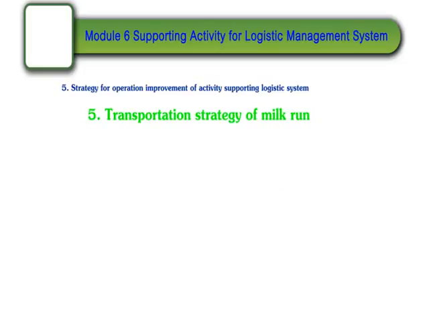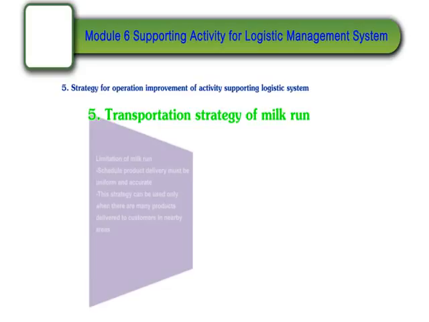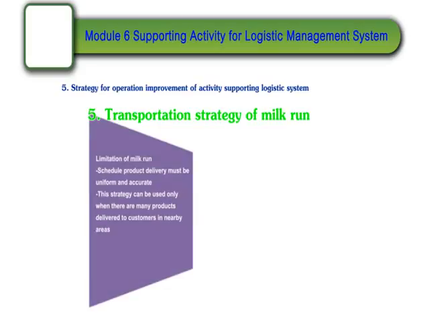Limitation and advantage of Milk Run. Limitation of Milk Run. Scheduled product delivery must be uniform and accurate. This strategy can be used only when there are many products delivered to customers in nearby areas.